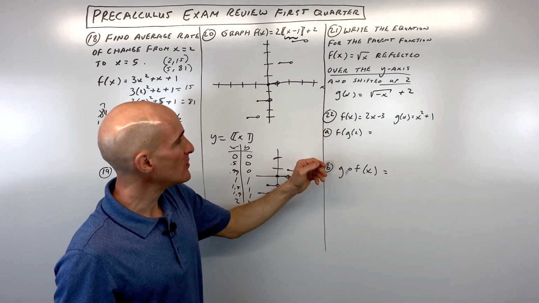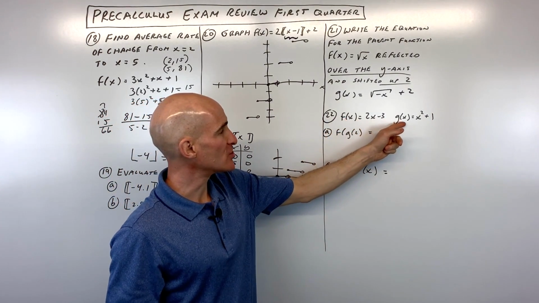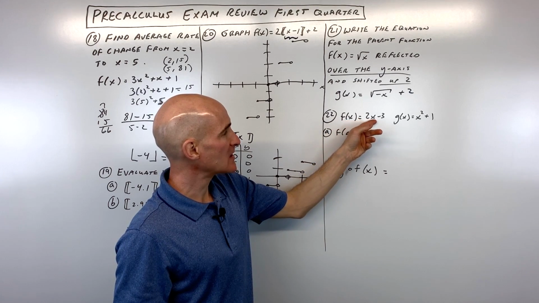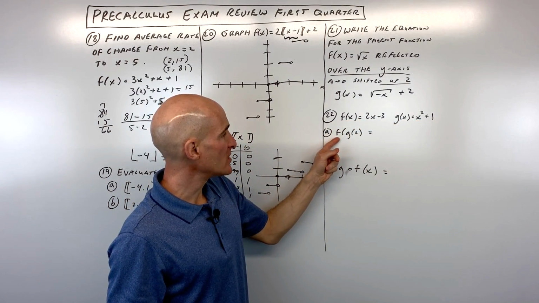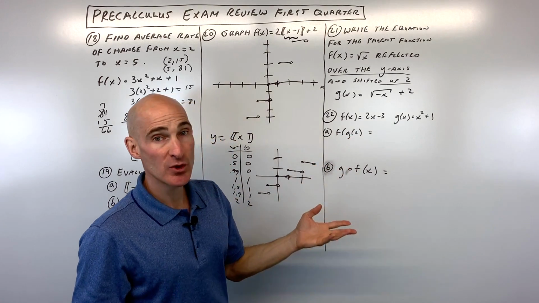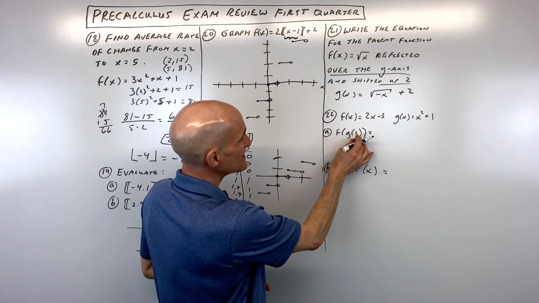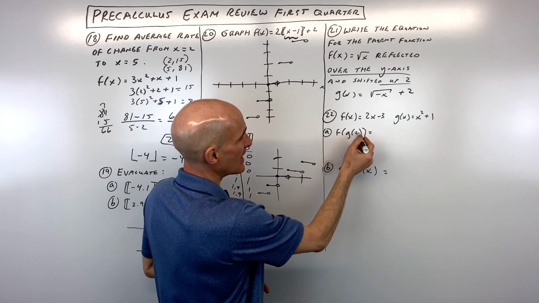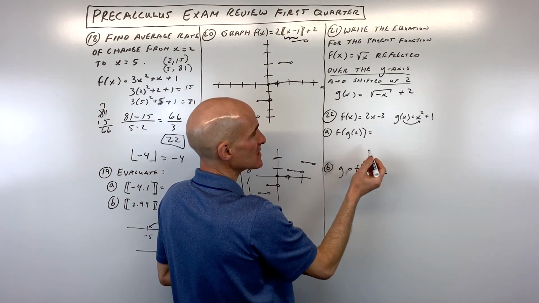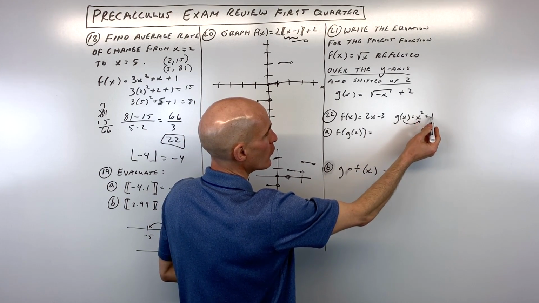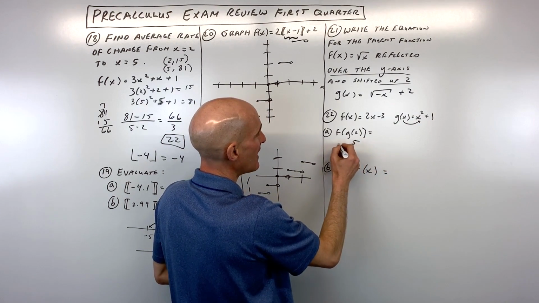Okay, for number 22 now, we're working with composition of functions. We've got f of x equals 2x minus 3 and g of x equals x squared plus 1. It asks us, what is f of g of 2? So what you want to do is work from the inside out. So we're going to start with the inside, the g function, and it says put 2 into the function on the right in place of x. So 2 squared is 4, plus 1 is 5, so this comes out to 5.